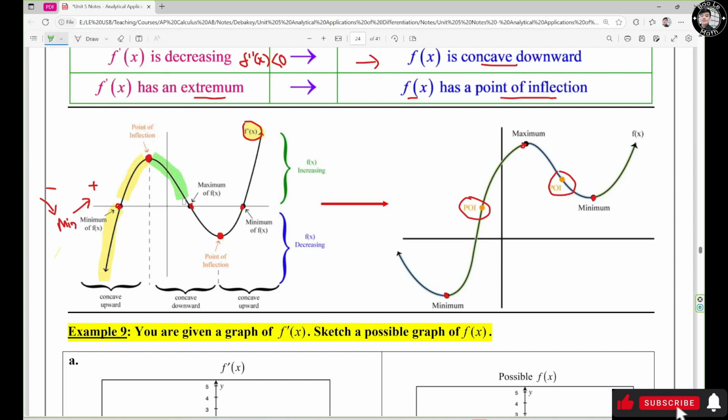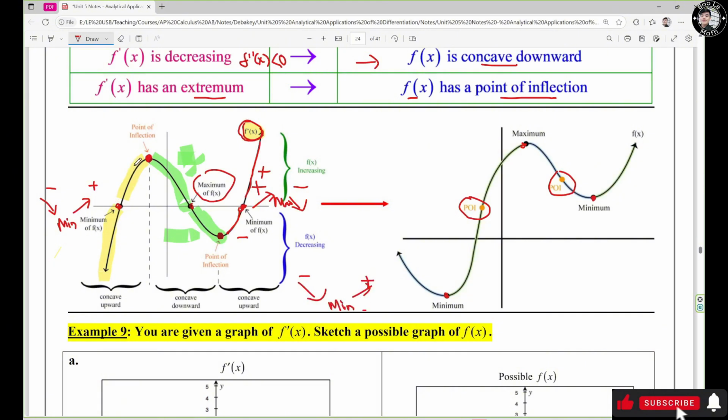Similarly, this guy right here is above the axis, so it is positive, and this guy right here is below the axis, so it is negative. So the sign changes from positive to negative, which means going up first and then going down. This is a maximum. And the last one right here, this guy is below the axis, so it is negative, and this guy is above the axis, so it is positive. So it changes from negative to positive, so it is a minimum.